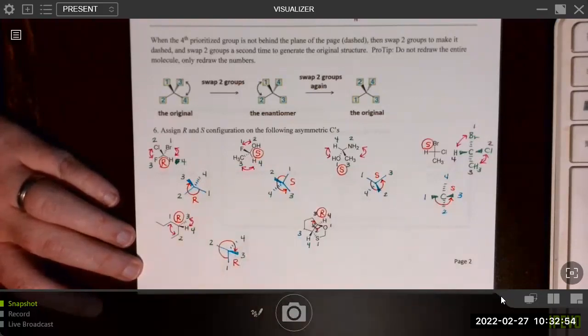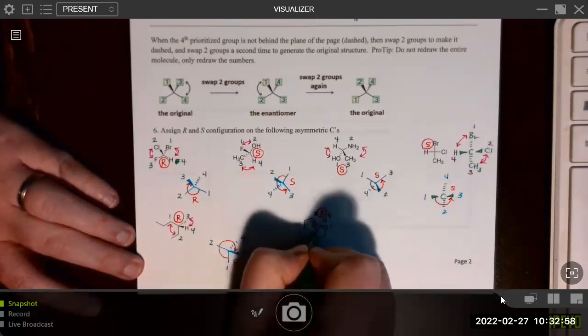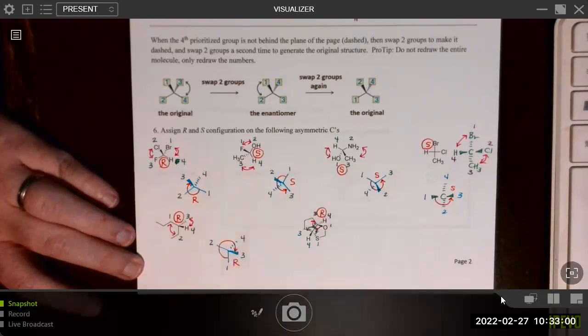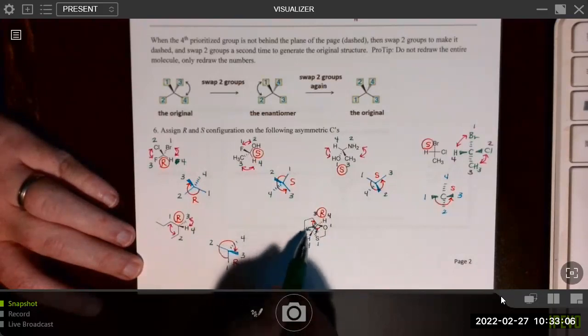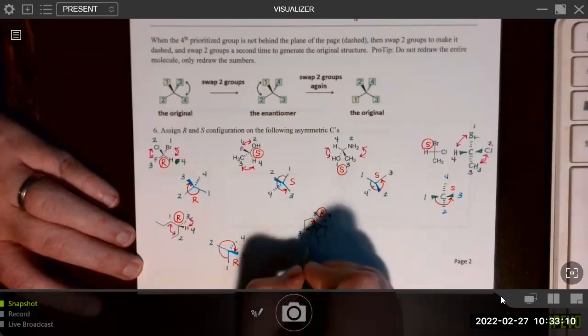So we're going to use a different color here. We're going to do 1 to 2 to 3, which is a counterclockwise in S, but look at the hydrogen, it's coming out at us, not pointed back. So this is actually also R.